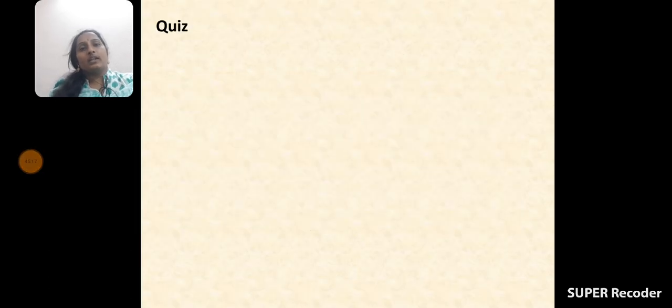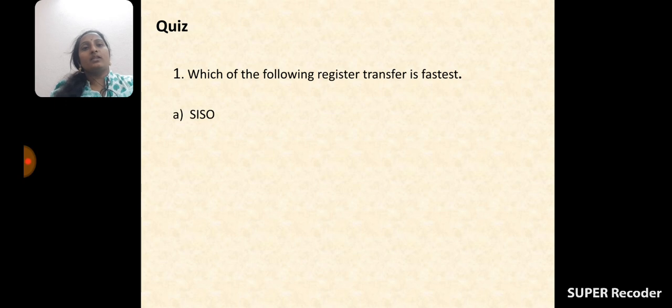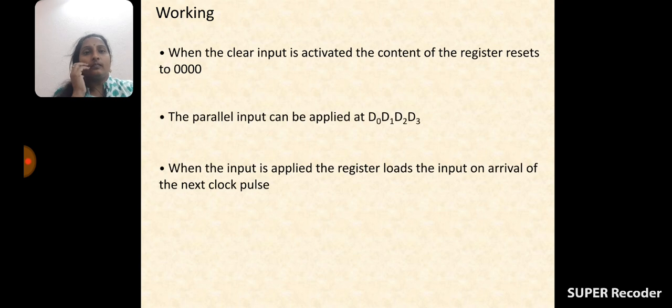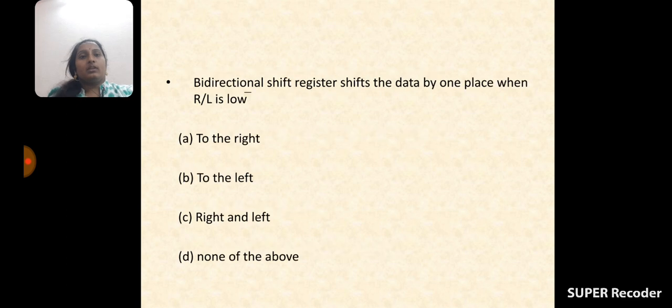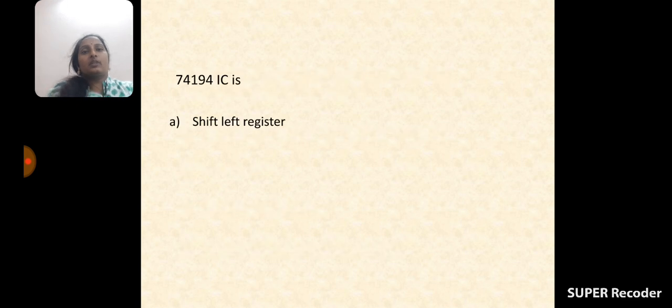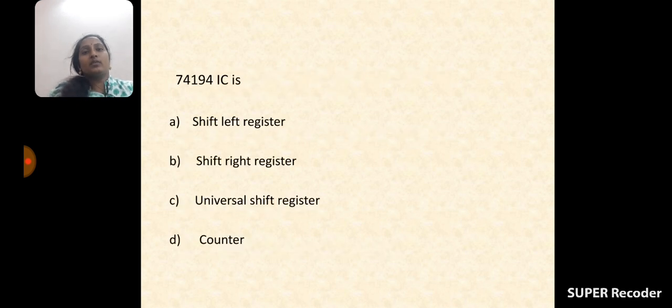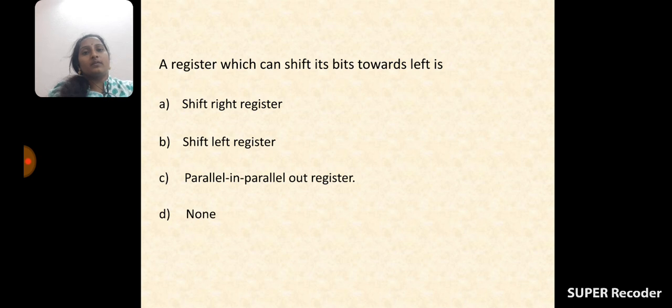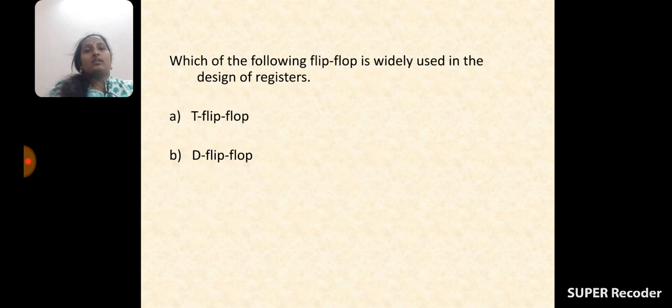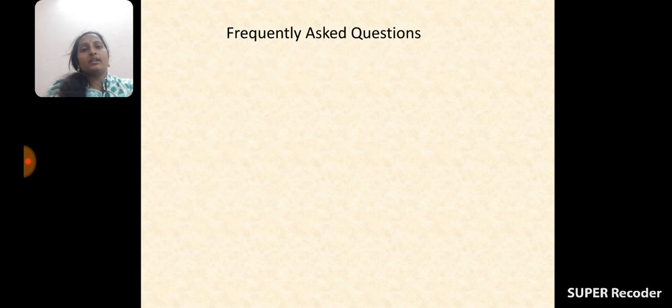Okay, and see here, while coming to the questions, which of the following is fast? Parallel in, parallel out. Is it clear? Okay, next. Here some advantages and disadvantages are there. So, 7495 universal shift register. Okay, which question? A register which can shift the data towards left is what? Shift left register. Okay, and also which flip flop is widely used? Obviously the D flip flop is widely used.